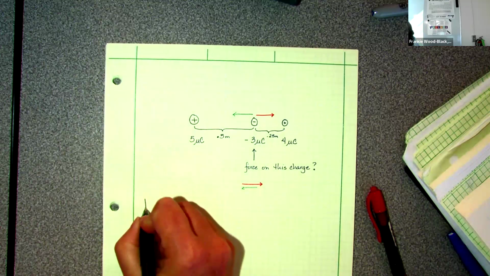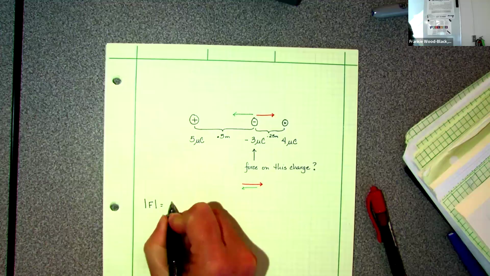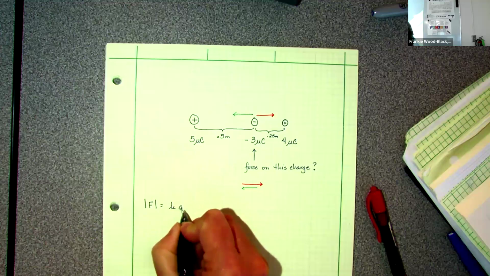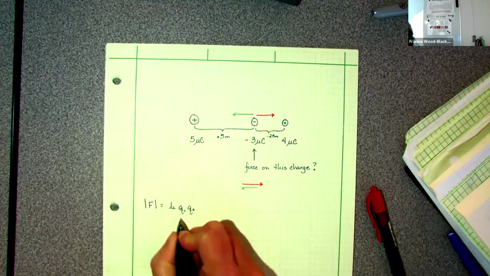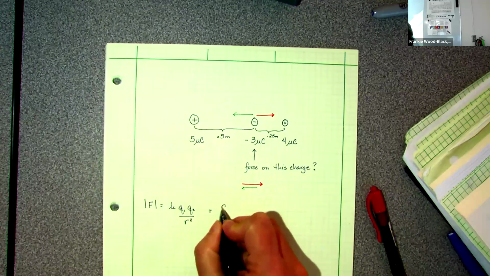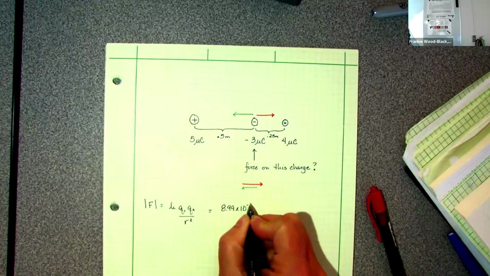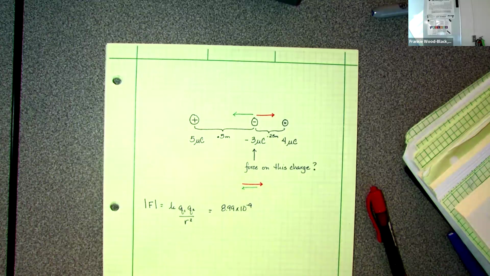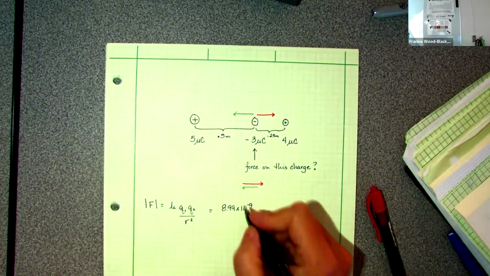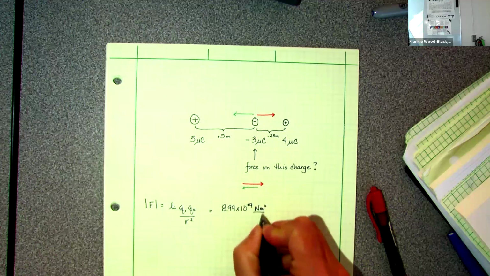We're going to calculate the magnitude of the force. It's going to be my k Q1 Q2 over r squared. This is going to be my 8.99 times 10 to the minus 9. Is that right? No, 10 to the plus 9, newton meters squared per coulomb squared.